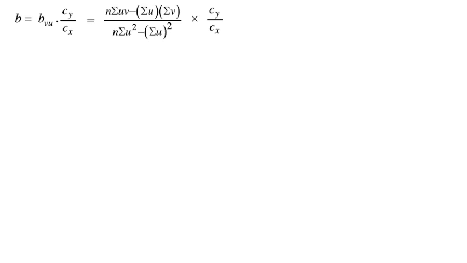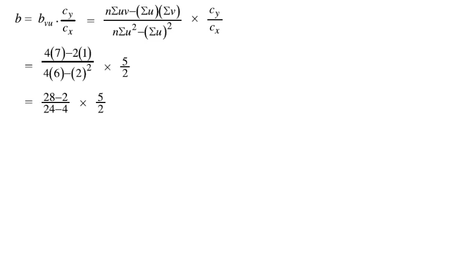Once you have written down the formula, write down the values. Now n is 4, so 4 into 7 minus 2 into 1 upon 4 into 6 minus 2 square, into cy, the value with which we divided y, is 5, divided by cx, the value with which we divided x, is 2, so 5 upon 2. First we will solve the first byx part, which we have already done here, and subtract it, and once we are done with that, multiply all of them. So 26 upon 20 into 5 upon 2, the answer will be 3.25.